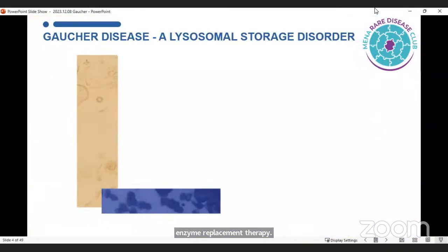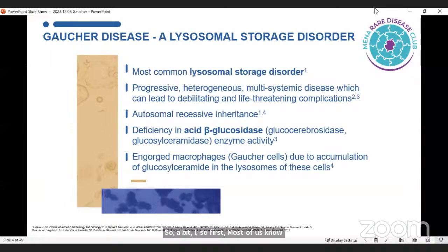So epidemiology. First, most of us know that Gaucher disease is the commonest lysosomal storage disease. In general, it's a progressive, heterogeneous, multi-system disorder that can lead to severe complications. It is autosomal recessive, as we will see in the next slide. The cause is a deficiency in the enzyme acid beta glucosidase, and this enzyme has different names. We can also call it glucocerebrosidase or glucosyl ceramidase. It's the same enzyme. The main pathophysiology is the inability of the body to break down the glucosyl ceramide that will accumulate in macrophages in different organ systems.